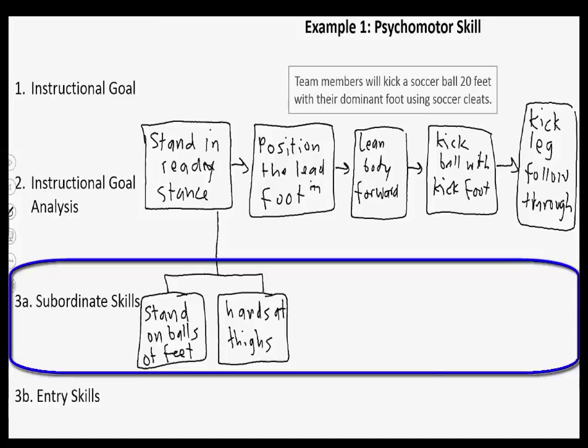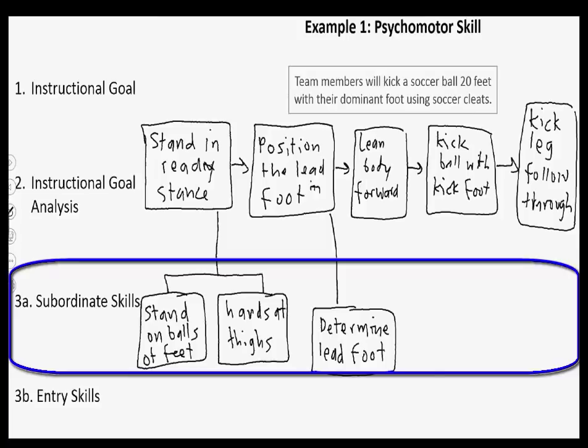Let's see, what's another one? Well, what about positioning the lead foot? One thing they need to know, they need to determine the lead foot. If they don't know which foot they're going to kick with, then it's going to be a problem. And in our instruction up here we said they're going to kick with their dominant foot. So we really need to have them figure out, are they left-handed? Well, maybe they might kick with their left foot, or right-handed with their right foot. So they need to determine that lead foot. You know, we could go ahead and break these subordinate skills down even further, but we'll stop there.